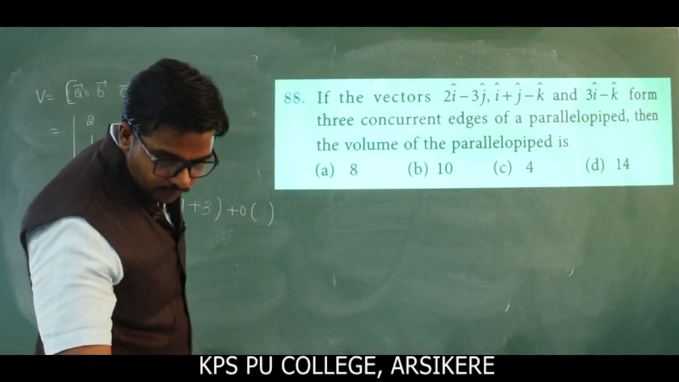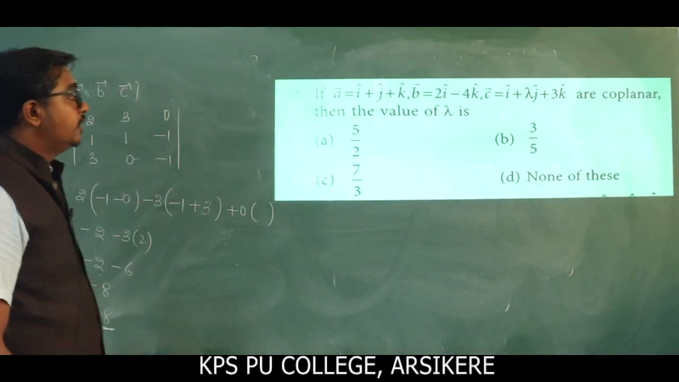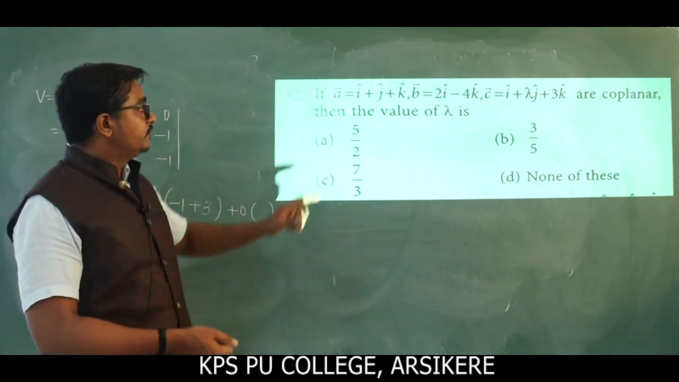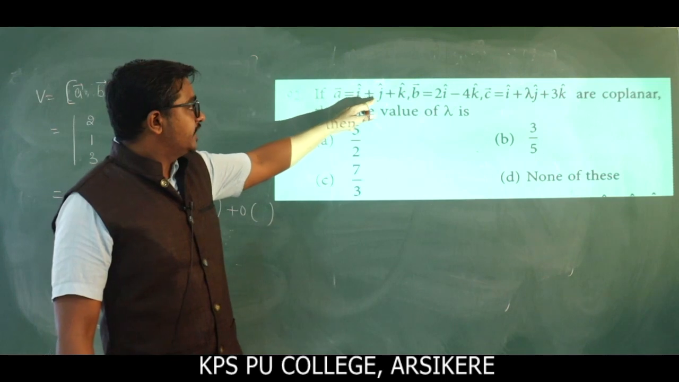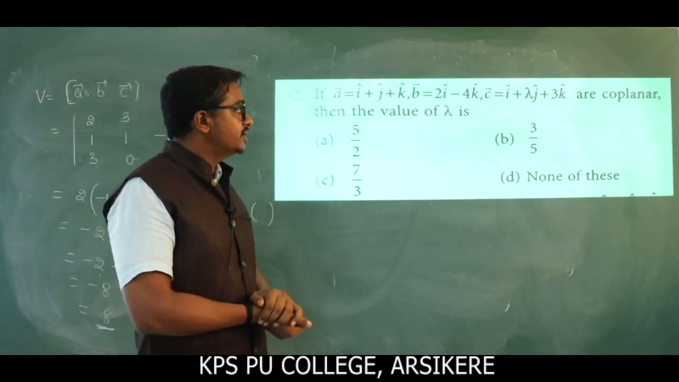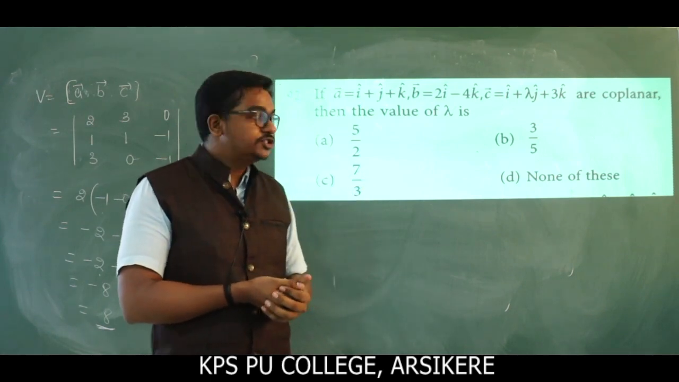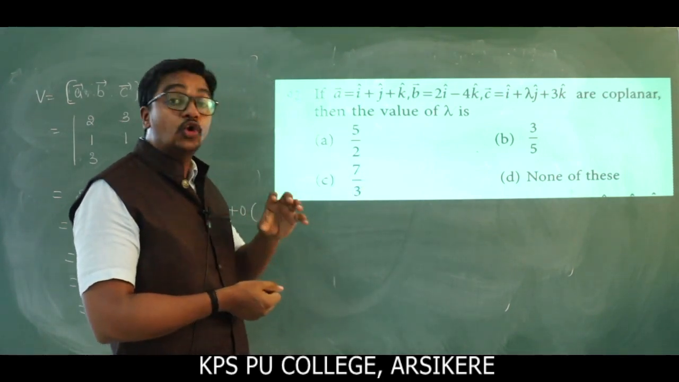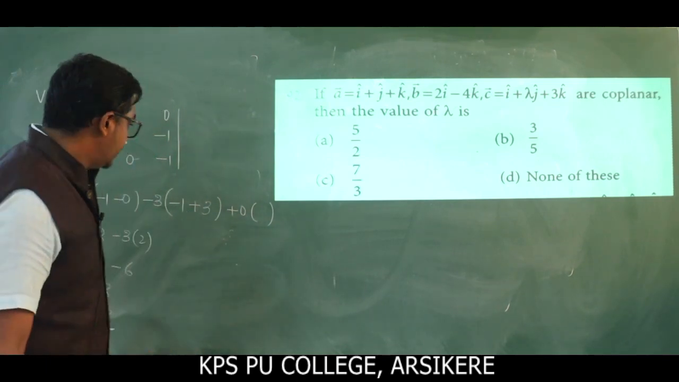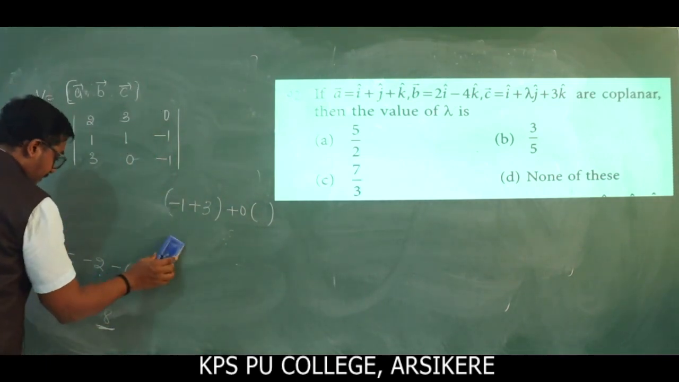Now dear students, we are moving to the next question. Question number 92. If vector A is equal to i cap plus j cap plus k cap, B is equal to 2i minus 4k cap, and C is equal to i cap plus lambda j plus 3k are coplanar, then the value of lambda is. Here we need to find the value of lambda.